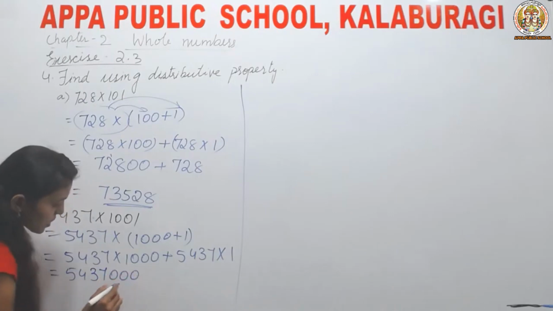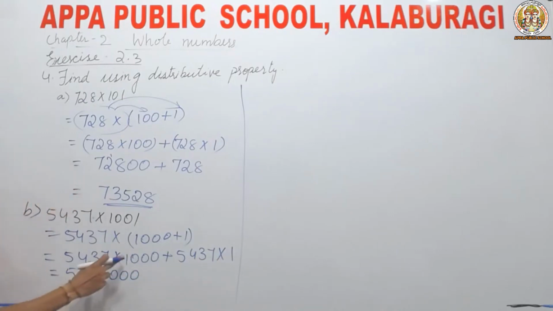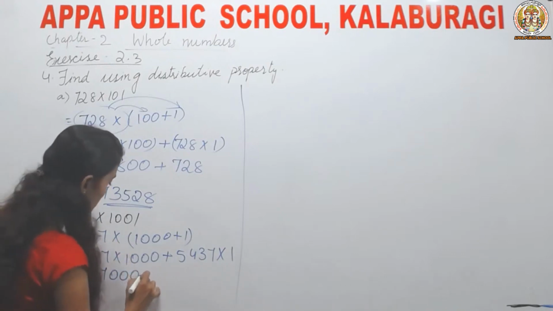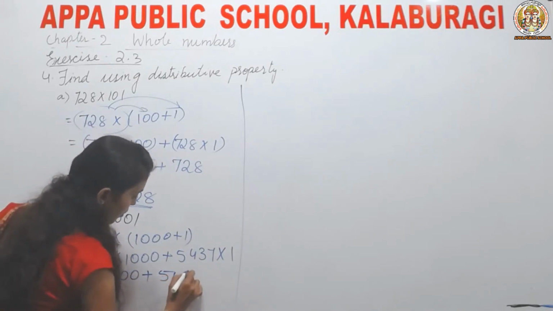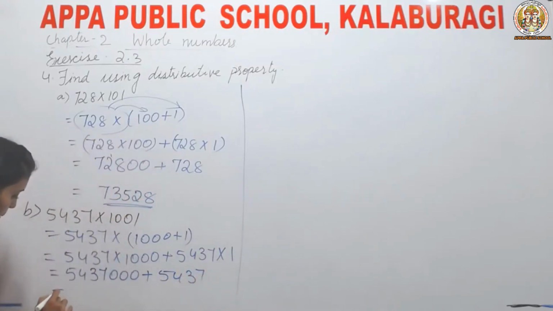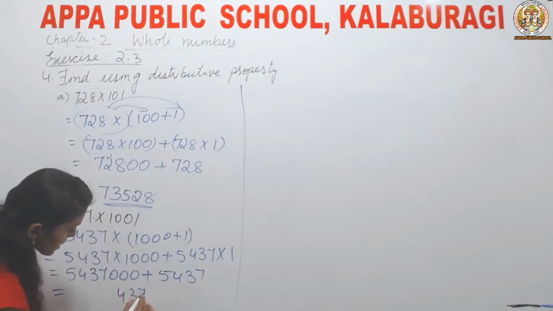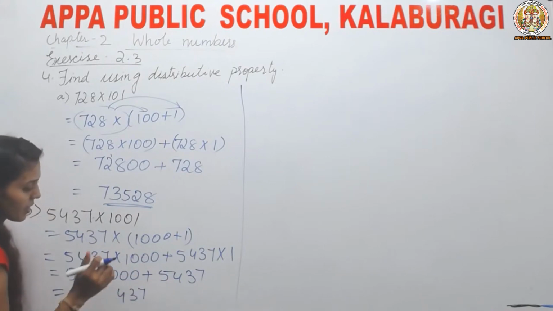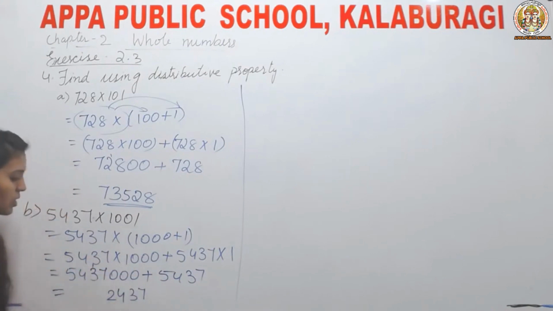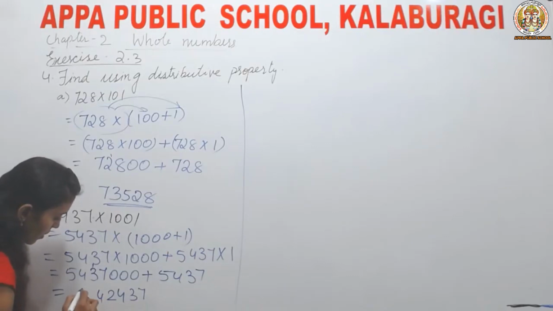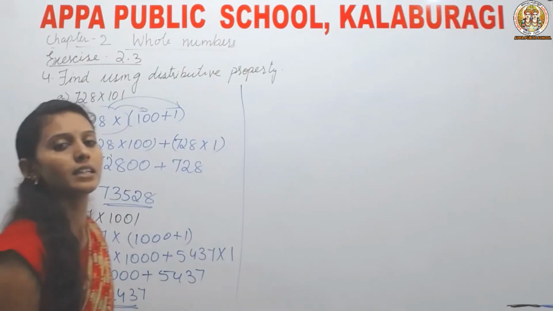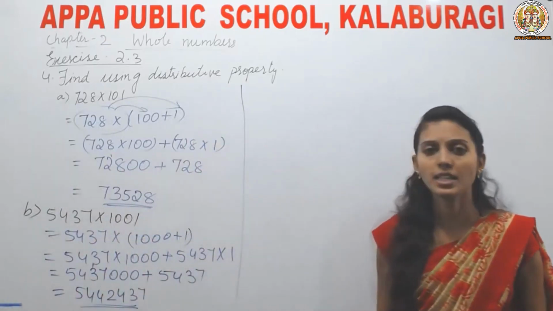5037 and 3 zeros. Multiplication with the zeros is very easy, right? 10, 100, 1000 with 10,000 and 5437. Now add 3 zeros. So last 3 digits will be same. 437. Next 5 plus 7 is 12. 3 plus 1 is 4. This 4 as it is, 5. This is the answer. Right?